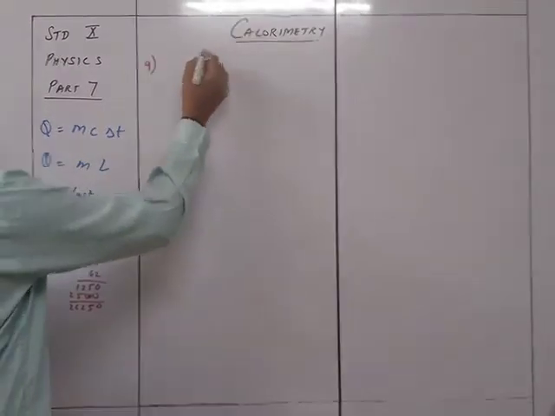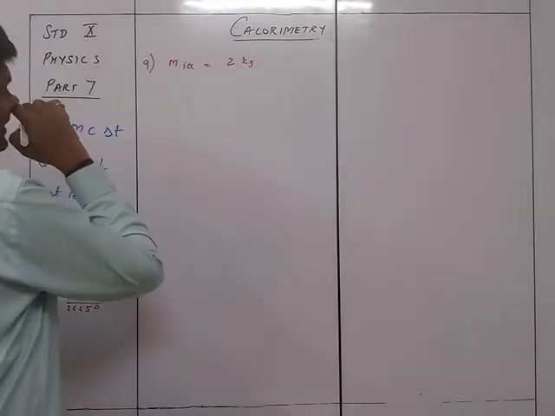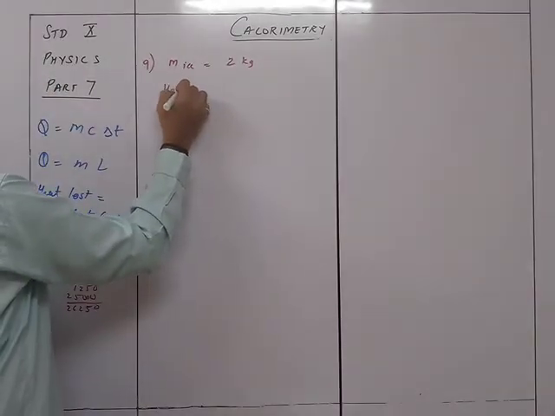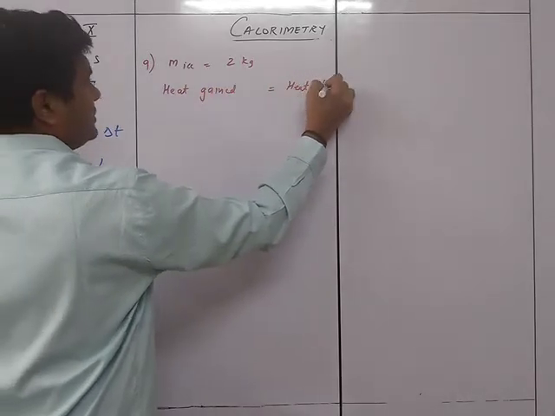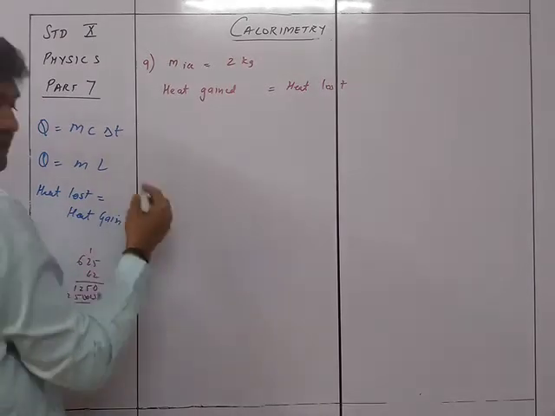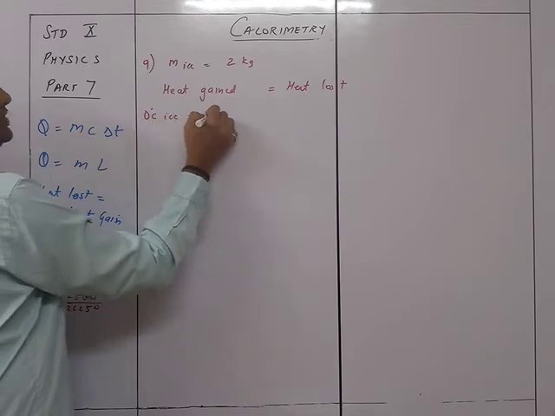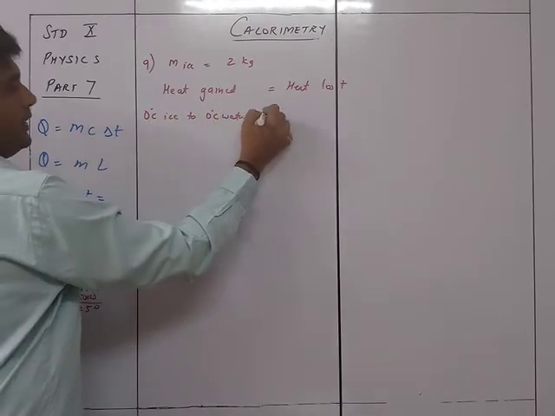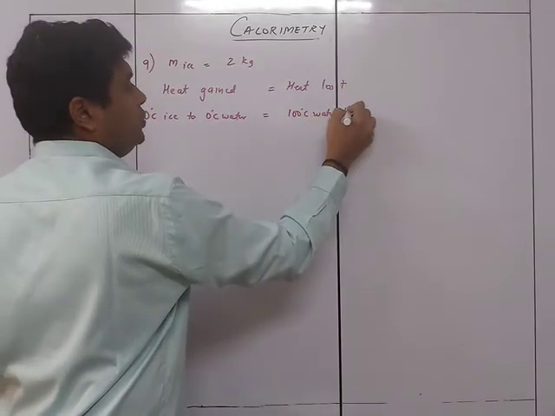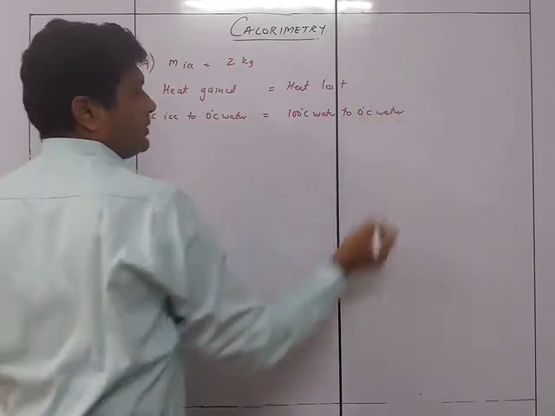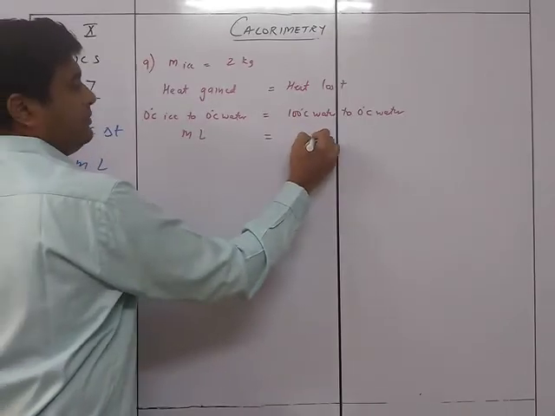So we have the mass of ice, m ice is equal to 2 kg. And the condition is that the heat gained is equal to heat lost. So we know here the heat gained will be for 0 degree Celsius ice to 0 degree Celsius water, and here it is 100 degree Celsius water to 0 degree Celsius water. Here it is nothing but mL, and here it is mc delta T.